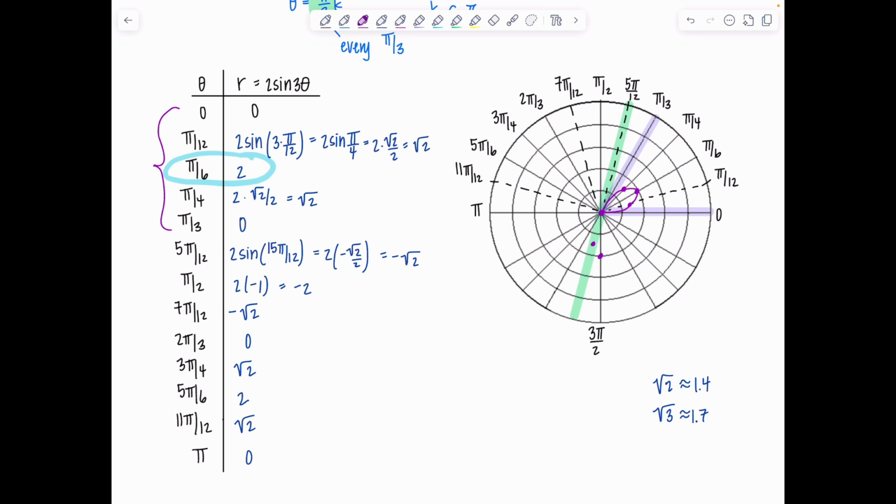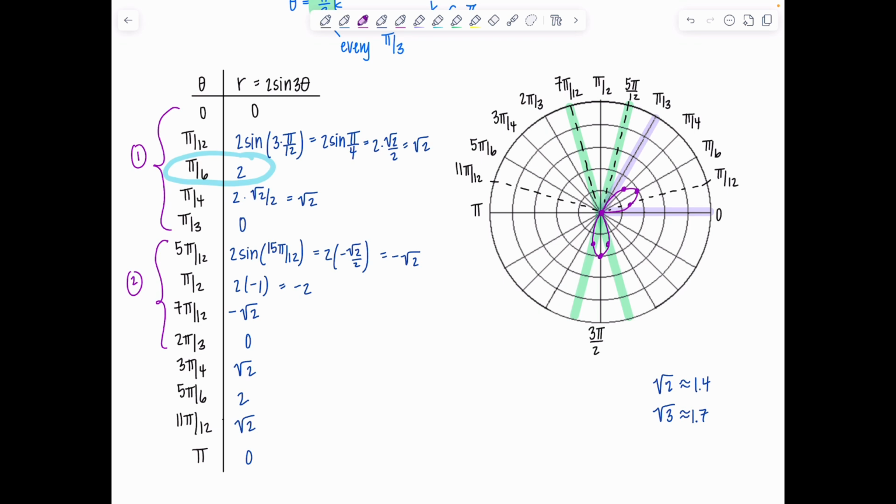Very good. Look at you guys. Doing great. And then 7 pi over 12 is negative rad 2. So here's 7 pi over 12. It's going to go the opposite way. Negative 1.4. And then we're back to 0. Okay? So just keep it in here and you're good to go. So this petal's done. Love it. Petal 1, petal 2, and then petal 3.